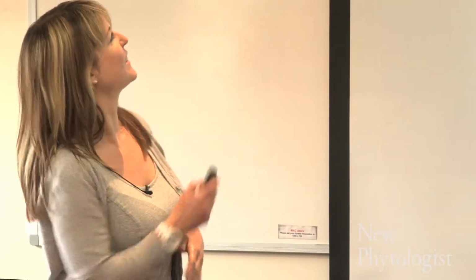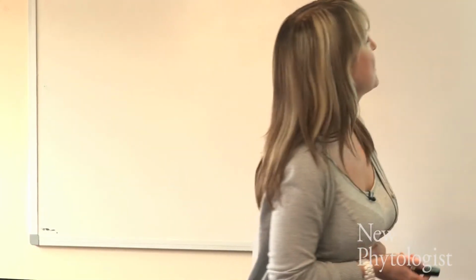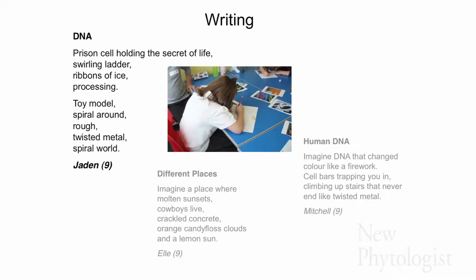They go crazy with this. And so they really enjoyed developing something new and feeling like a proper scientist. So then the images were used in the poetry, and the children were able to select images that they particularly liked. So I'll just read one. DNA, prison cell holding the secret of life, swirling ladder, ribbons of ice, processing, toy model, spiral around, rough, twisted metal, spiral world. And that was written by Jaden, who was 9.